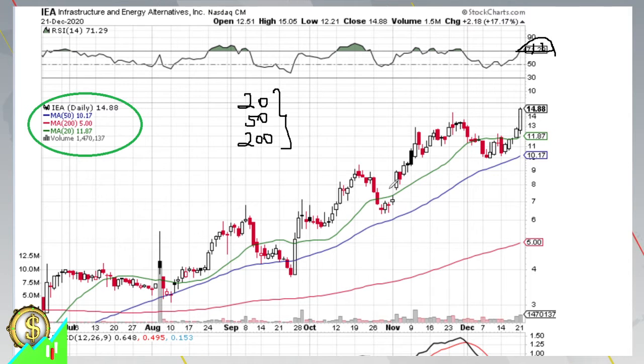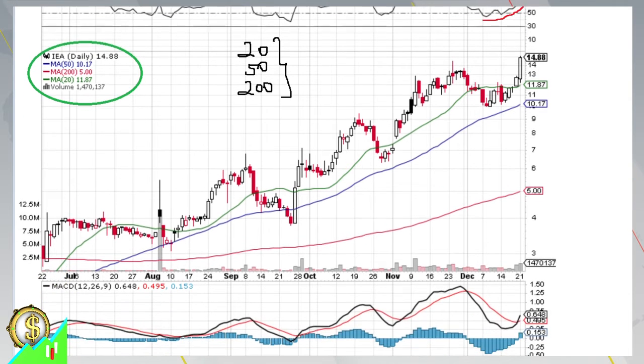So let's do further analysis here. First of all, we check RSI. RSI is growing very nicely, sending us to the overbought area. So in that sense, it's very bullish momentum.